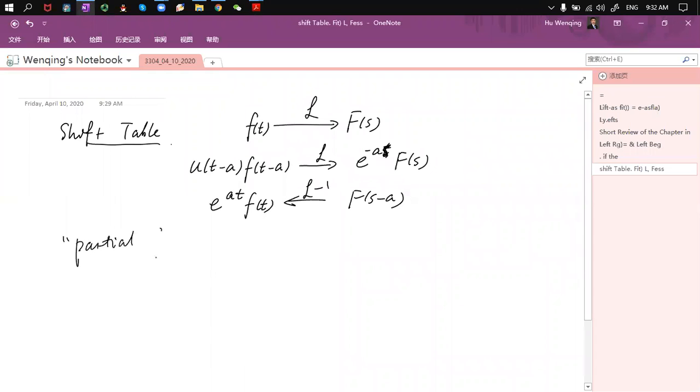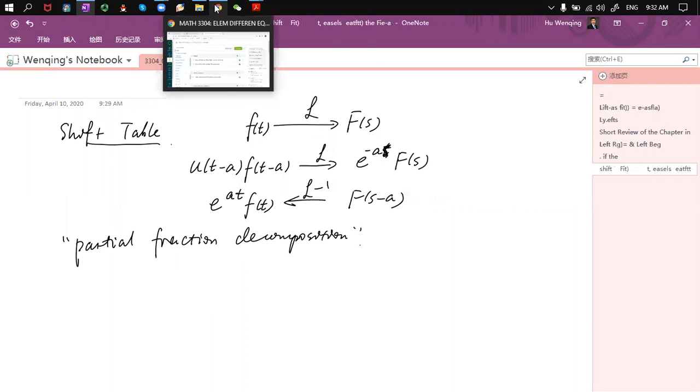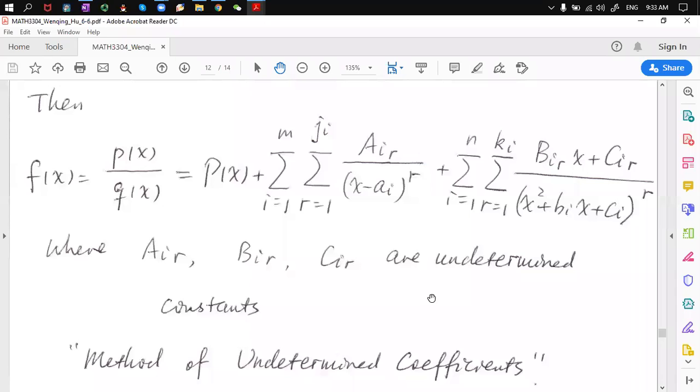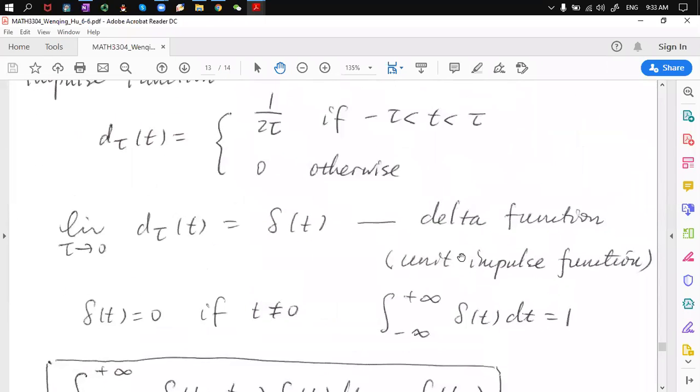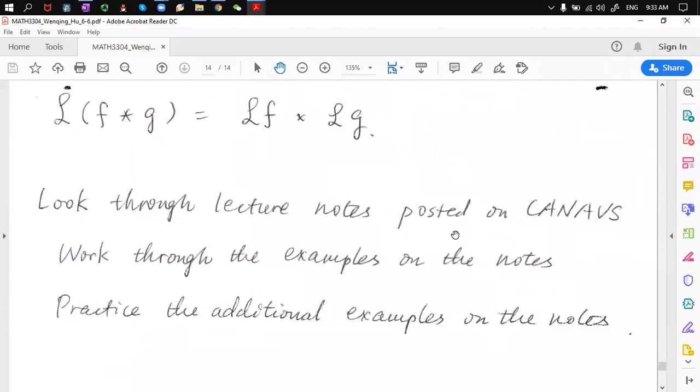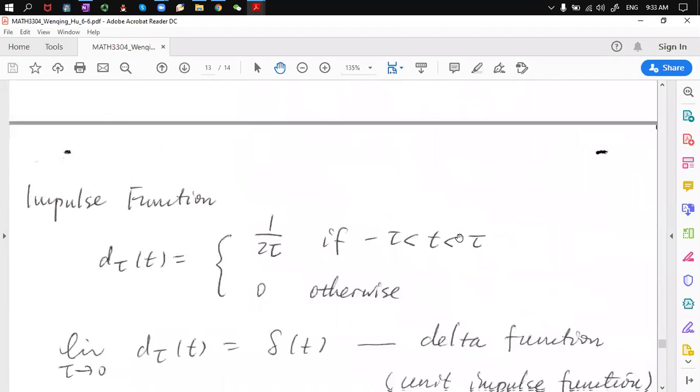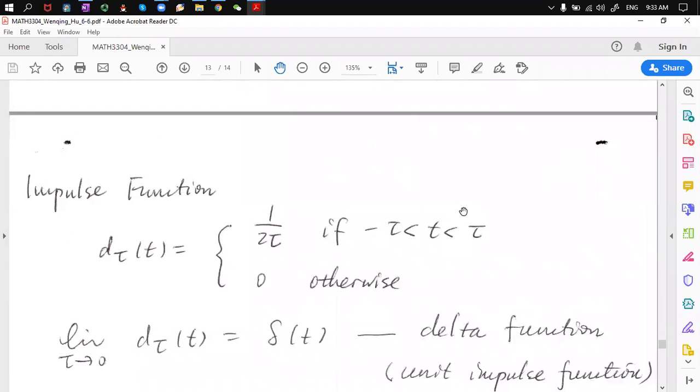So the partial fraction decomposition is also crucial for many applications towards the Laplace transforms. And finally, in the last two lectures, this week and the end of last week, we've been talking about the impulse functions.